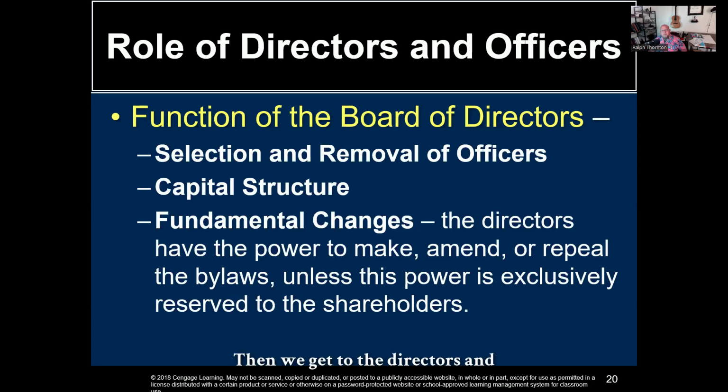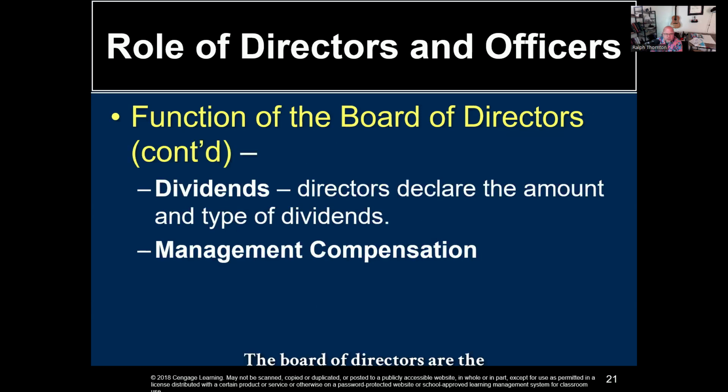Then we get to the directors and officers and how their roles play out. The function of the board of directors is selection and removal of officers. They build and design the capital structure of the corporation. The expenditures, everything along those lines. Fundamental changes, the directors have the power to make, amend, or repeal the bylaws unless the power is exclusively reserved to shareholders. That would be dependent upon where they were incorporated at, what the statute says, and how the original bylaws were drawn up. The board of directors are the ones who would declare a dividend.